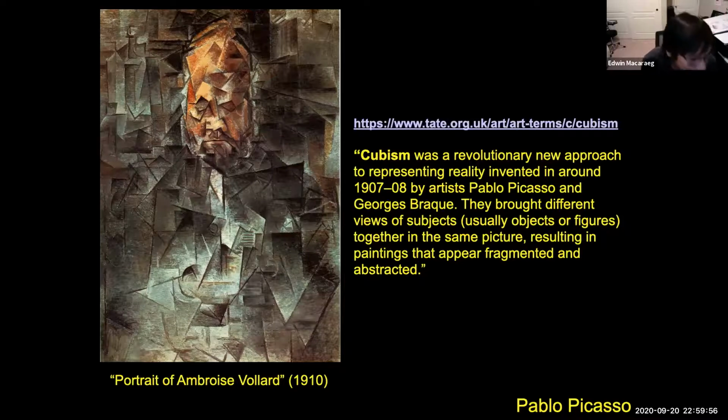And here we have the Portrait of Ambroise Vollard, 1910. And again, what Picasso is doing is venturing away from a more traditional approach when it comes to painting the portrait, and giving people a different type of subject matter. Something about Cubism is this idea of deconstructing the objects, deconstructing the figures, and then putting them back together again, and really changing up the space.